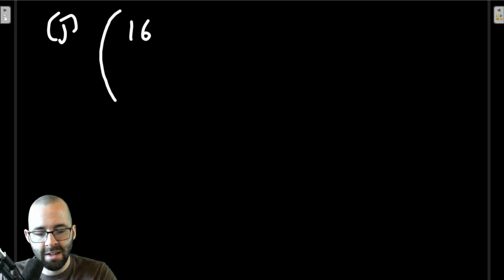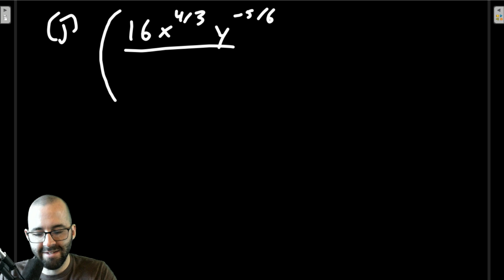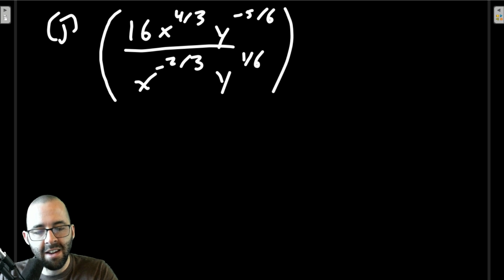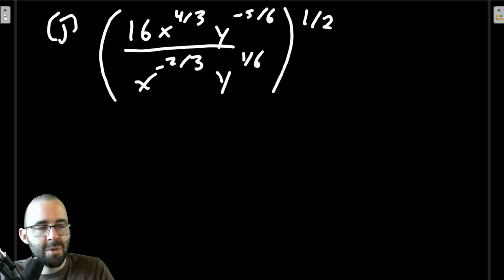Maybe not that big. 16 x to the 4/3 y to the negative 5/6 divided by x to the negative 2/3 y to the positive 1/6. And if that is not enough, all of that is raised to the 1/2 power.